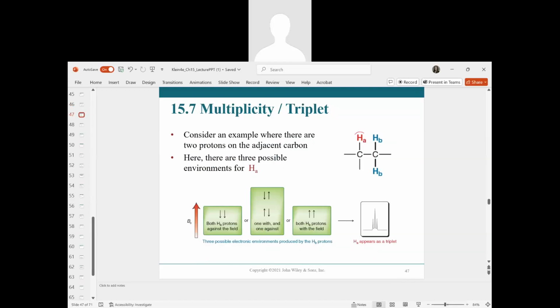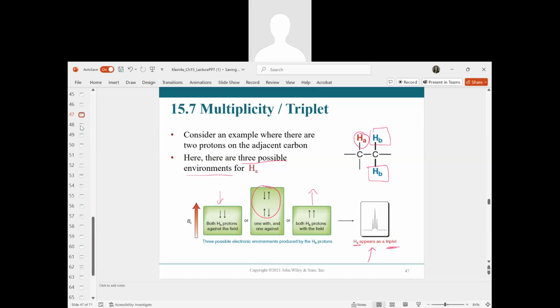We see here again, if we're referencing proton A, there can be 3 possible environments seen for proton A, where both proton B's are against the field, with the field, or a combination of such. This middle would just produce a third case. So now we have 3 possible environments that are produced by protons B on the signal for proton A. So proton A's signal, again, will be dependent on protons B and will appear as a triplet.